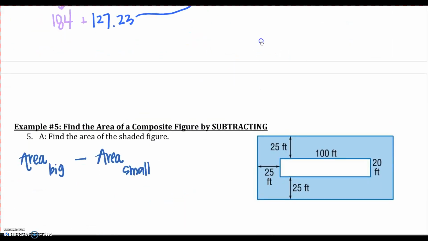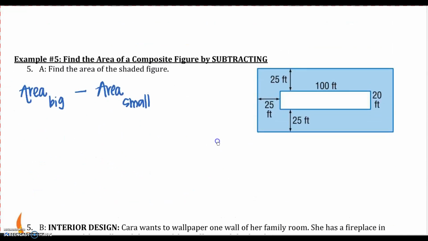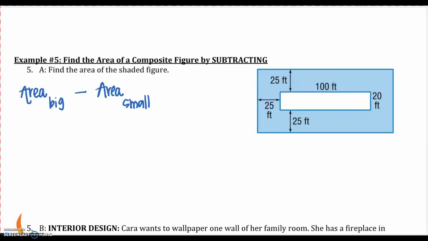All right, so that is if you have things built upon itself, but we might have to find the area of a composite figure by subtracting. If you notice, there will be this unshaded space that we are going to have to take out of it. We're going to have to subtract. So I like to look at my big area, and then I'm going to subtract my small area. They're both rectangles, so I'm going to do base times height for both of them.